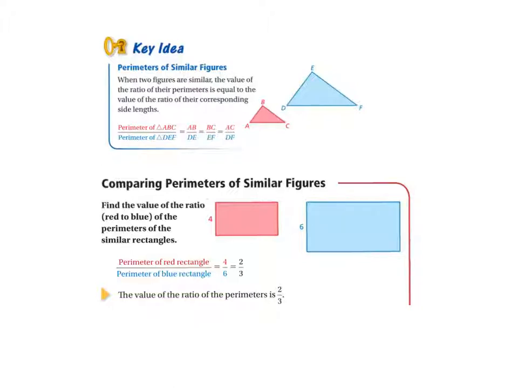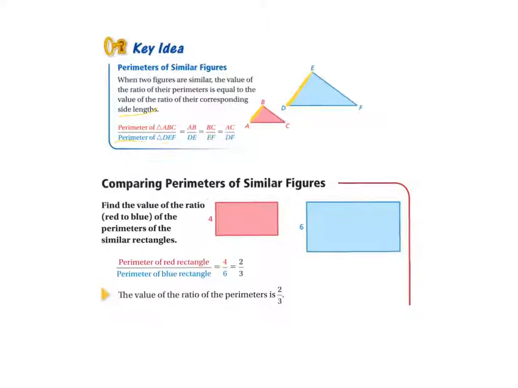when two figures are similar, the value of the ratio of their perimeters is equal to the value of the ratio of just one side, the corresponding side lengths. So all that's saying is if we know the ratio of this to this, which would be corresponding sides, then we know the ratio of their overall perimeter. Okay, and they're the same.